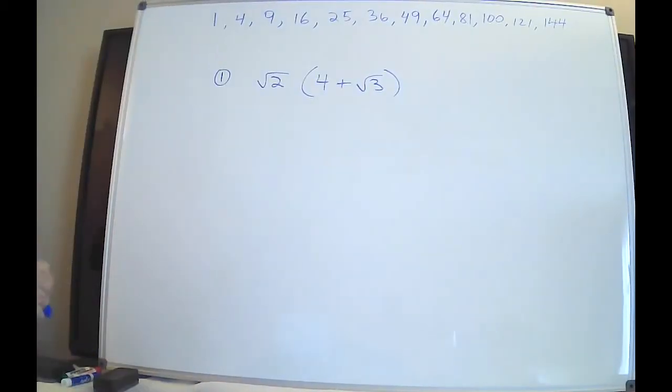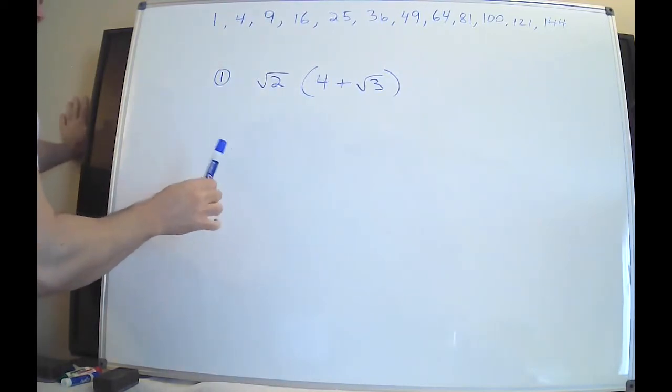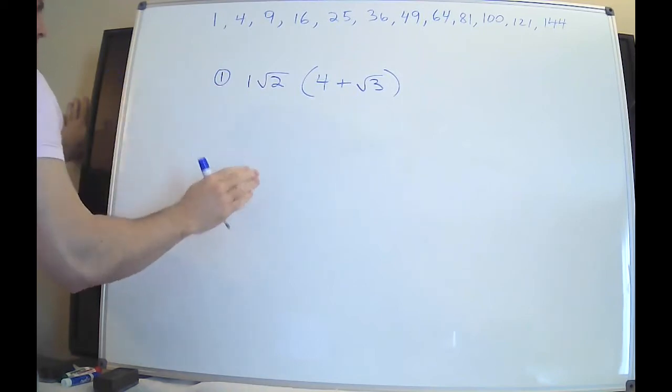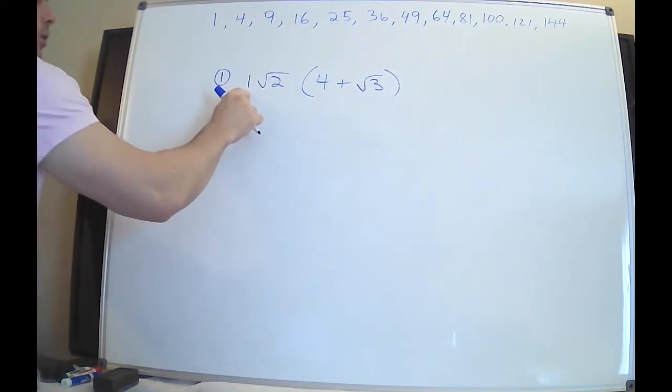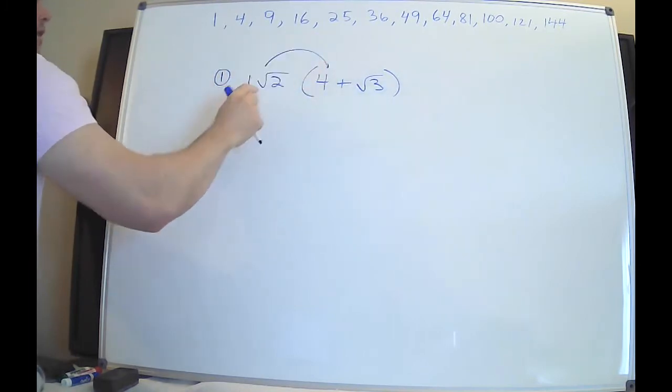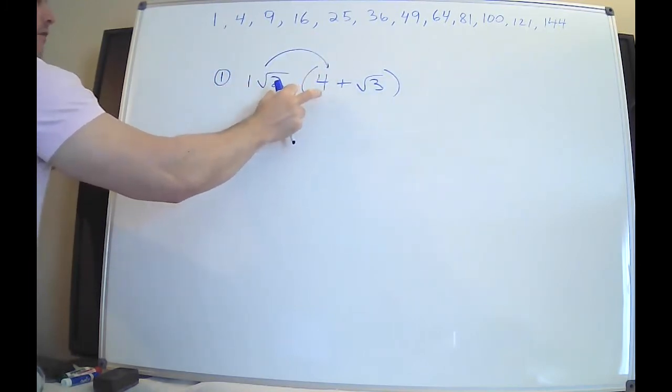Okay, problem number one off the sheet. Now, remember what I said about multiplying radicals. It's very simple. You multiply the numbers on the outside, you multiply the numbers on the inside. If there's no number, you can put a 1. You don't have to. Now, so here when you multiply radical 2 times 4, this is not radical 8.